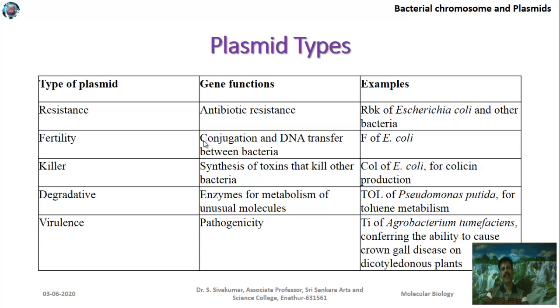For example, Agrobacterium tumefaciens is able to induce crown gall disease in dicotyledonous plants. So the presence of this Ti plasmid makes this bacteria a tumor-causing bacteria. So the induction of a tumor itself is caused by the presence of a simple plasmid. That is what the Ti plasmid means.